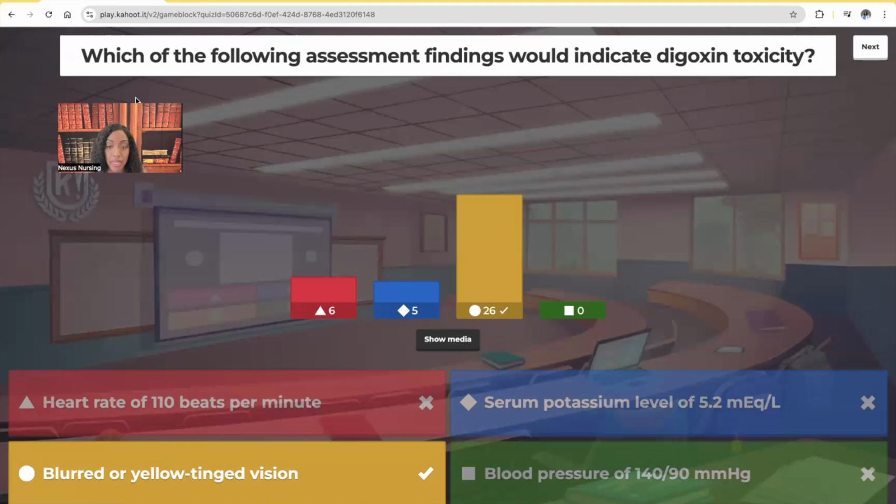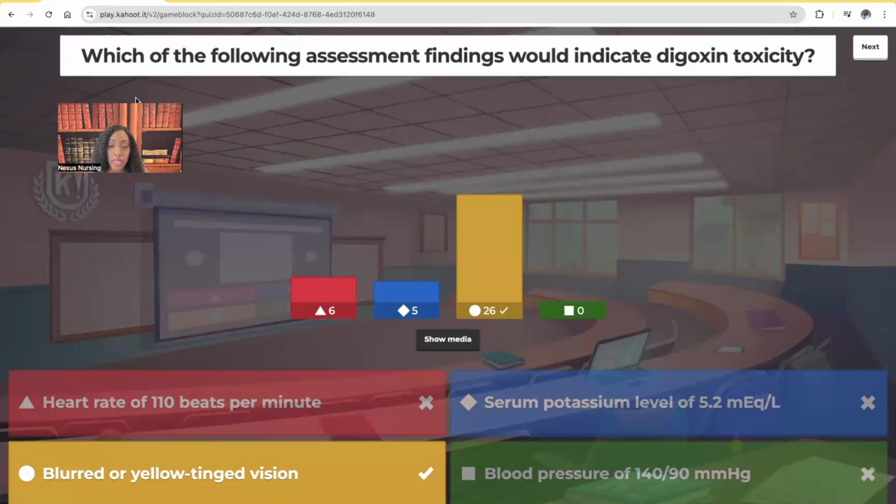Next, serum potassium level of 5.2. No, one of the things we also have to be concerned about with digoxin is that it can lower the patient's potassium level. Potassium has a very narrow therapeutic range, 3.5 to 5. Anything outside of that, the patient can have cardiac dysrhythmia. So if the patient was going through dig toxicity, the potassium level would be lower than 3.5, not higher than 5.2. So that's wrong.